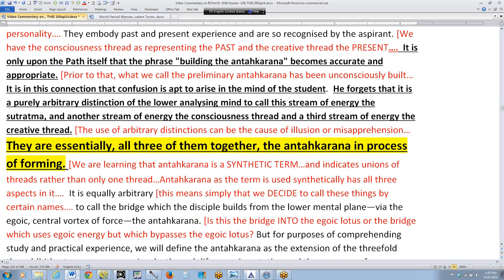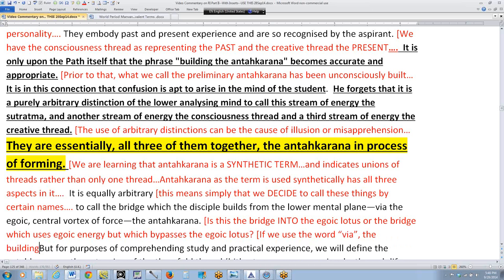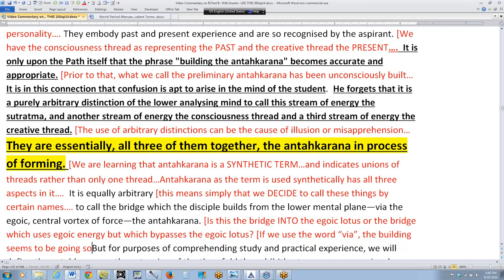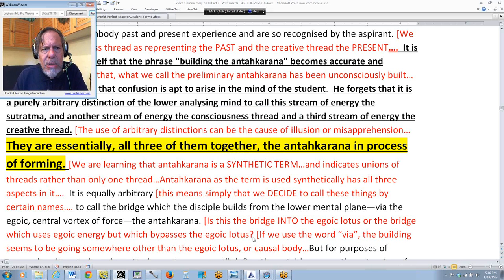bridge which the disciple builds from the lower mental plane via the egoic central vortex the Antahkarana. But when we use the word via, it seems to be going somewhere else. The building seems to be going somewhere other than the egoic lotus or causal body. So maybe he's saying that even the Antahkarana as we usually consider it, from the mental unit to the monastic permanent atom, is also an arbitrary term, a term we have just decided to use to name a certain portion of a rather complex and long-enduring process.